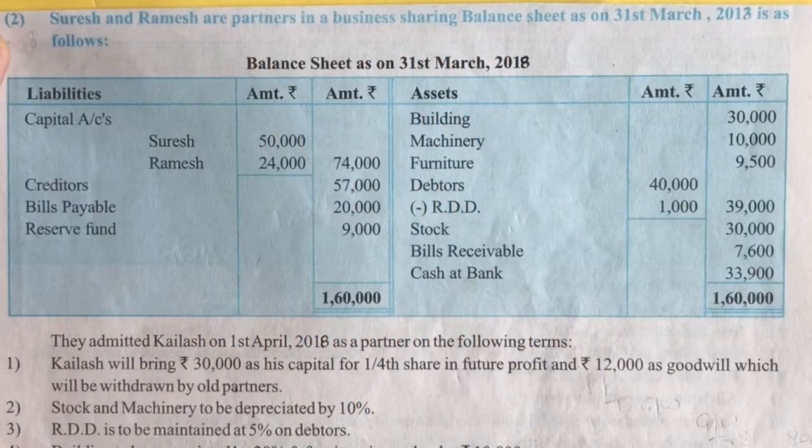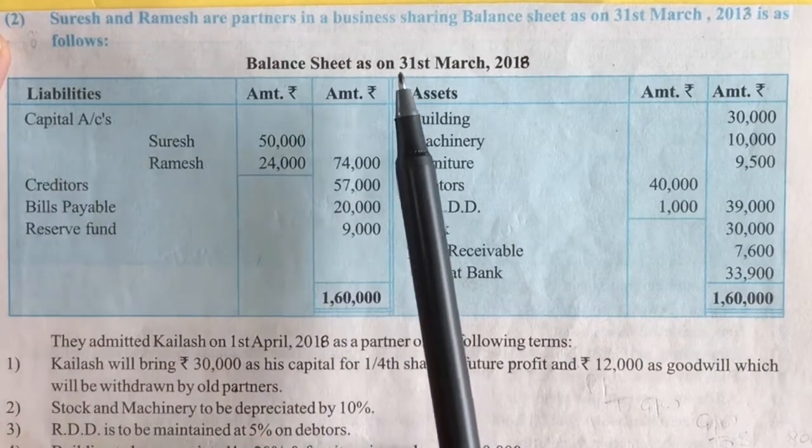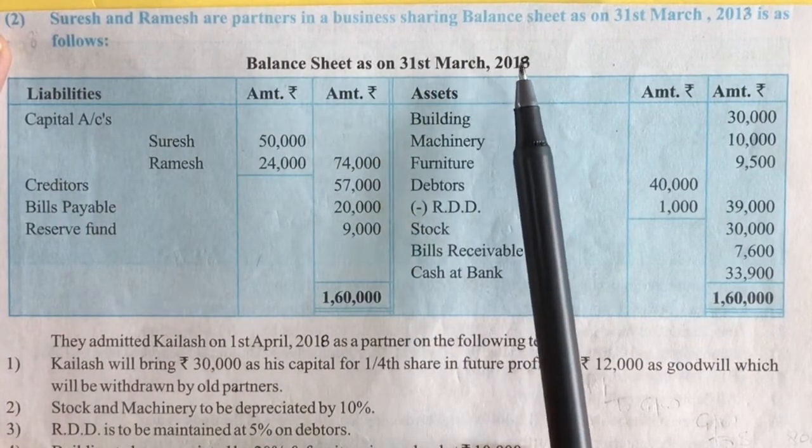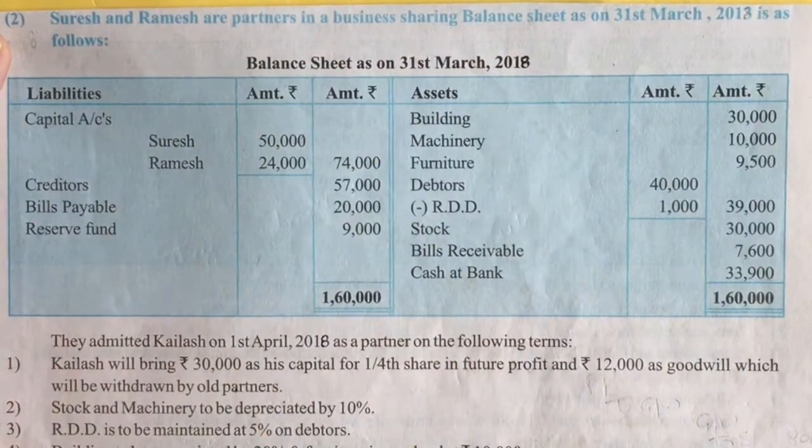Let us solve another sum on admission of partner. See, there are two partners given to us, Suresh and Ramesh. They are partners in business, sharing profits and losses. Now, have they given us the profit sharing ratio? No. So that means it is equal.